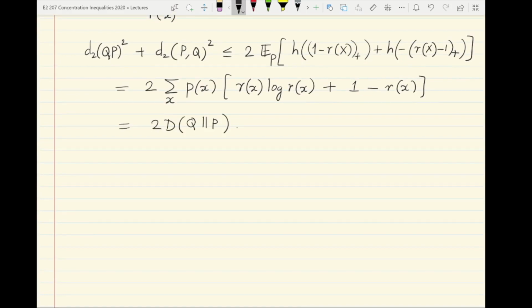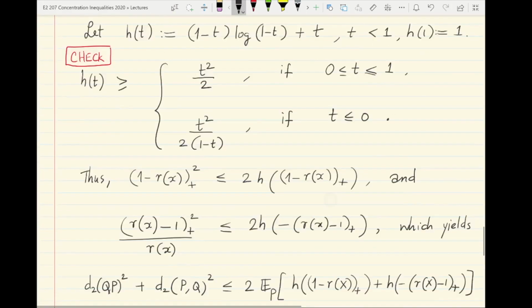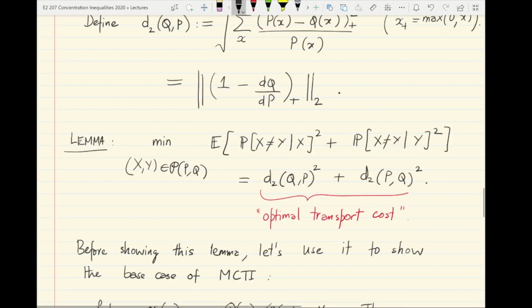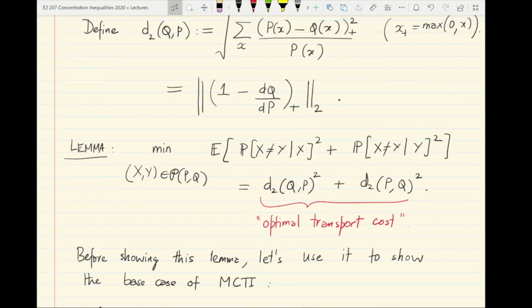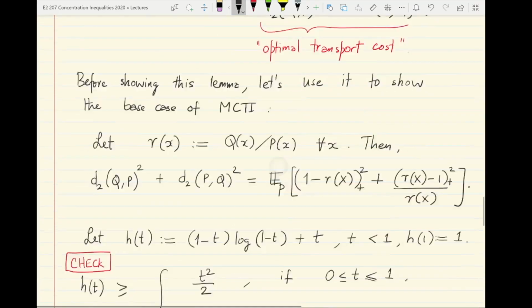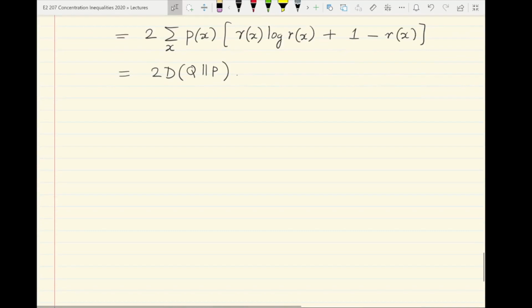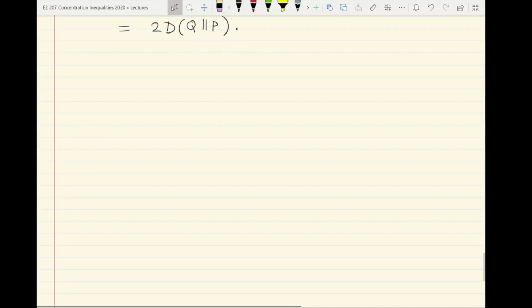Okay, so what we have shown, assuming this lemma, is that this transportation cost lemma allows you to say that there exists a coupling for which this equals d2(q,p)^2 plus d2(p,q)^2, and the right hand side is upper bounded by twice D(q||p). So that completes the proof of Marton's conditional transportation cost inequality modulo the proof of the lemma. So let's now do the proof of the lemma to wrap up this entire discussion.